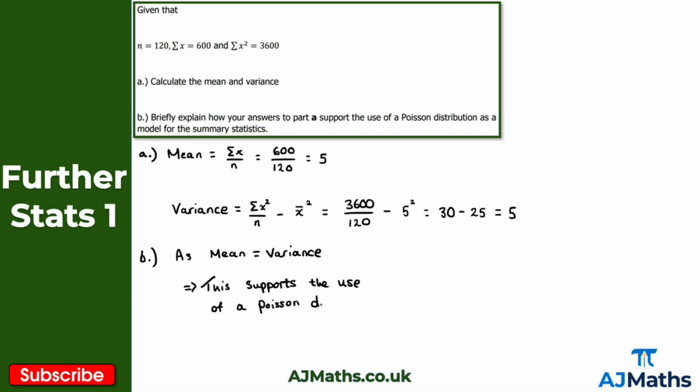Okay, and there we have it. So I don't really need to say much more than that. The key thing to just establish there is the fact that the mean is equal to the variance. Like we said, if the mean is equal to the variance, then this supports the use of a Poisson distribution. Okay, and there we have it. So that's the solution there to question 1.